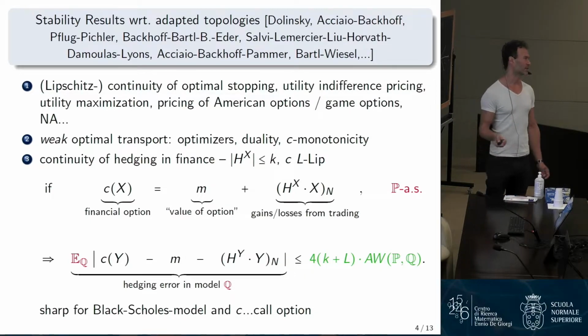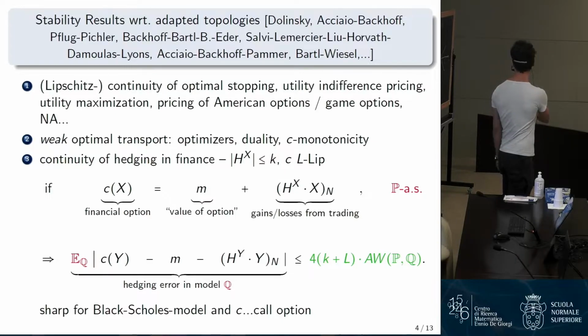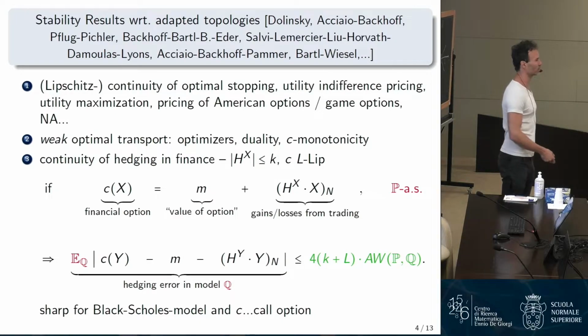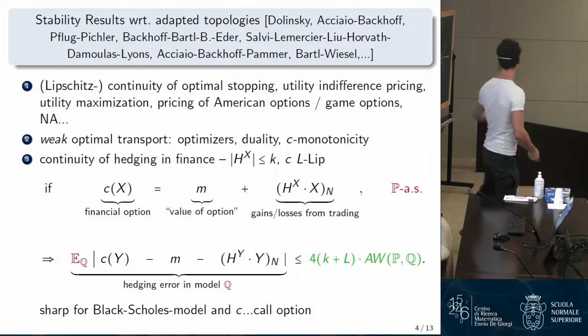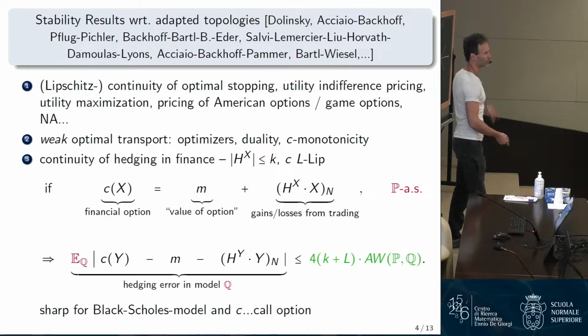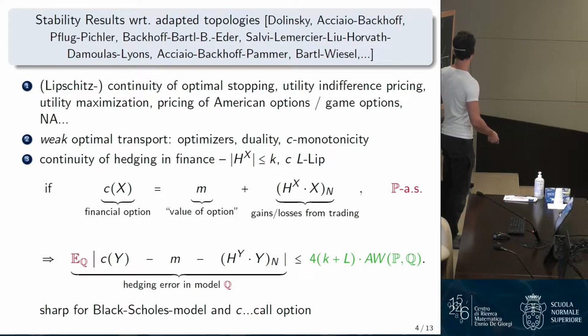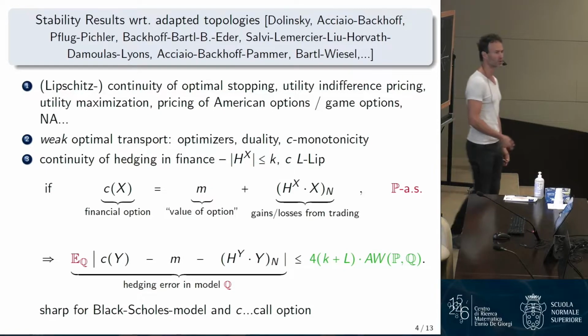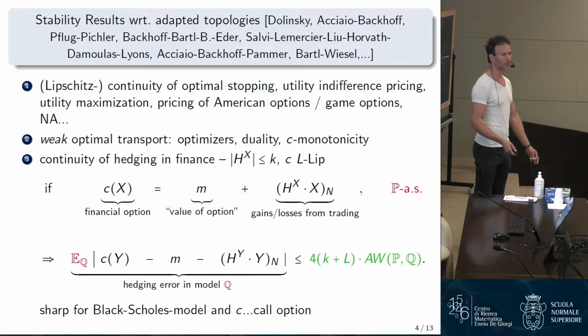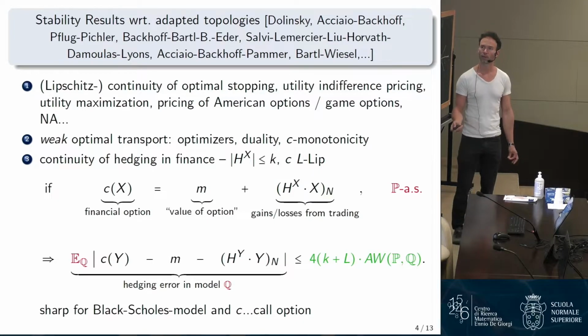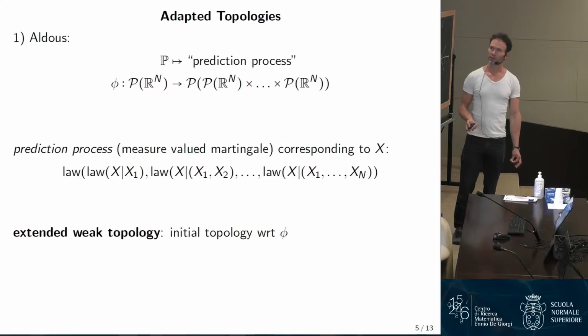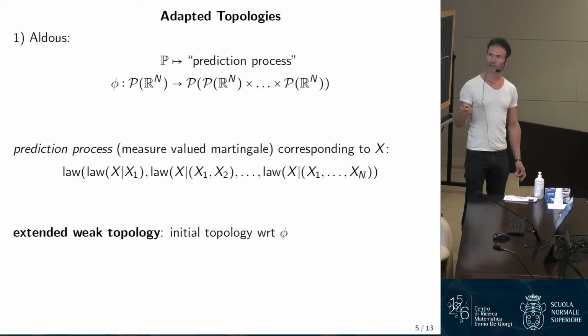Okay, I should emphasize that this phenomenon, of course, we are not the first ones to see. In fact, there are many different people from many communities who recognized that sometimes you want to do something different from weak topology, that you want to look at some proper extensions of weak topology. The first to do this is David Aldous.